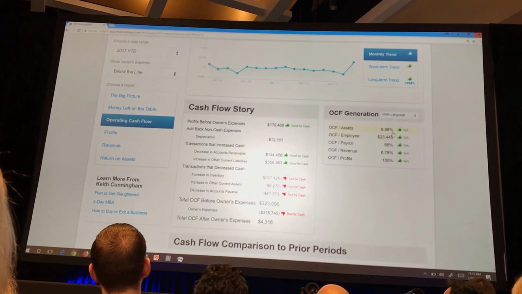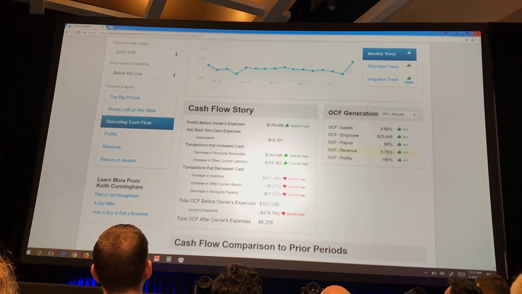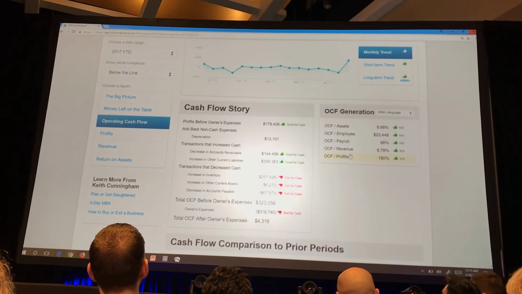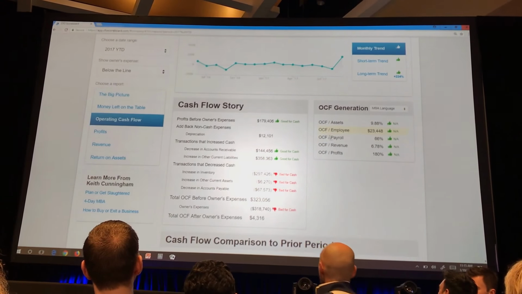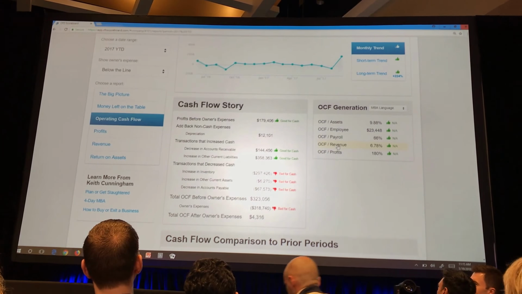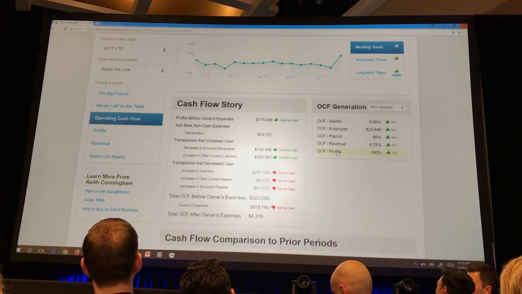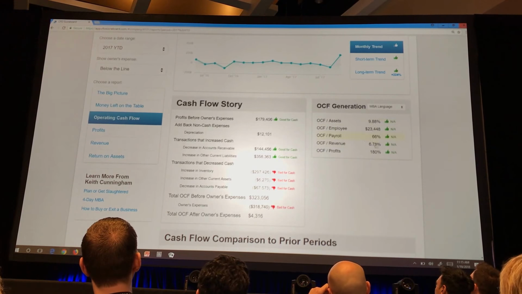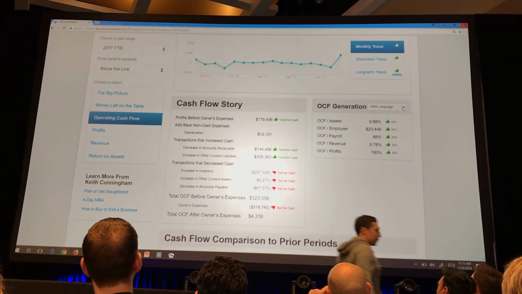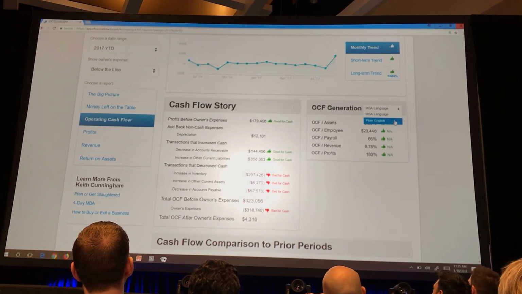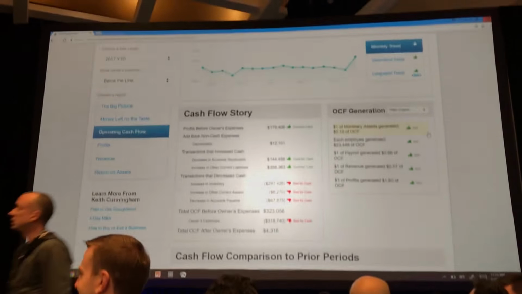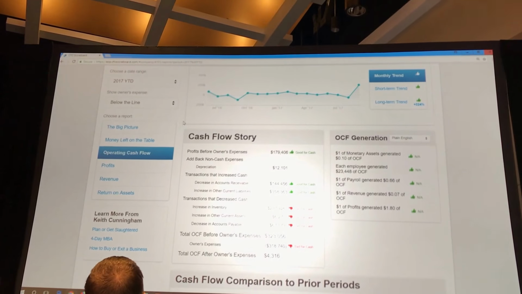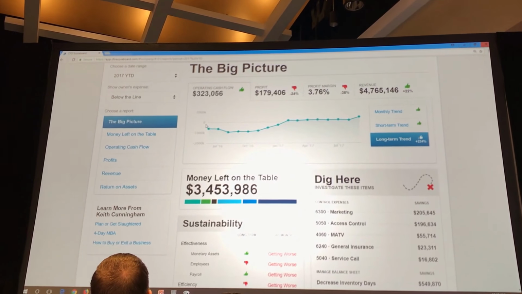And then over here I have a whole bunch of optics and metrics about how we're doing at converting assets into operating cash, employees into operating cash, payroll into operating cash, revenue into operating cash, profits into operating cash. And all this right now is in MBA language, and if I don't like that, I can switch it into plain English. That's awesome. My job is to help you get optics.